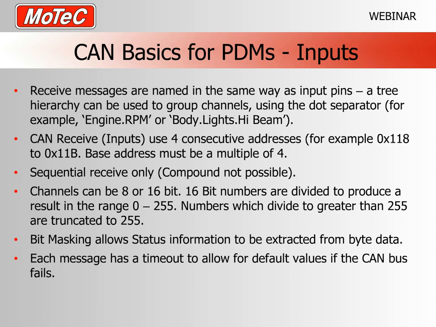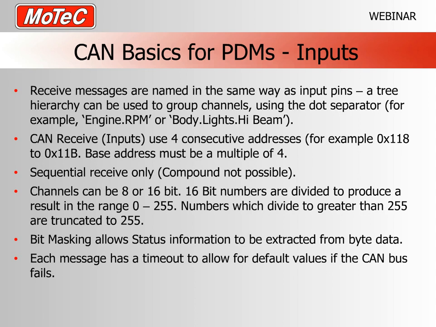And typically, you can just give it a simple name, or you can use a tree hierarchy. Now, we tend to group things together, and therefore, by separating the names with a dot, we can group a number of devices or a number of inputs or outputs into one group, such as engine or body. And as you can see, we've got an example there of engine.rpm or body.lights.highbeam.